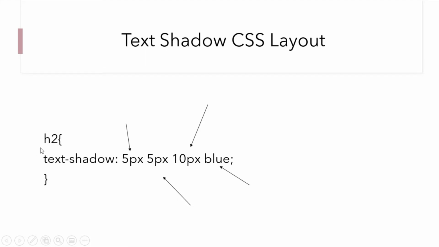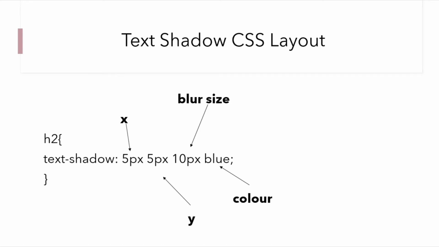So we're going to have the selector, like an h2 or a paragraph or something, and then here we're going to put text shadow, and then we're going to write the pixels right here. So we're going to know what each of them technically means. The 5 pixels right here is going to be the x axis, so you're going to put the shadow on the x axis, this one on the y axis, and the 10 pixels will be the blur size, and the blue is obviously going to be the color.